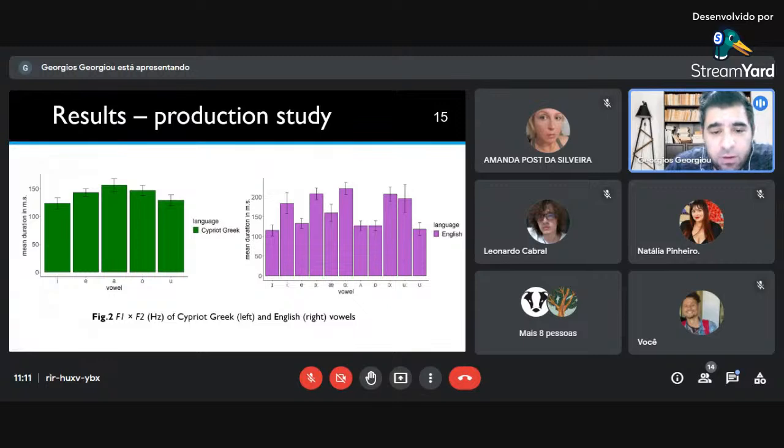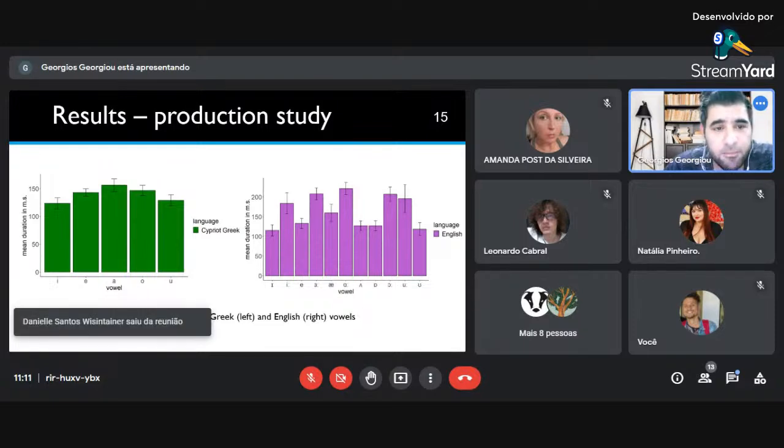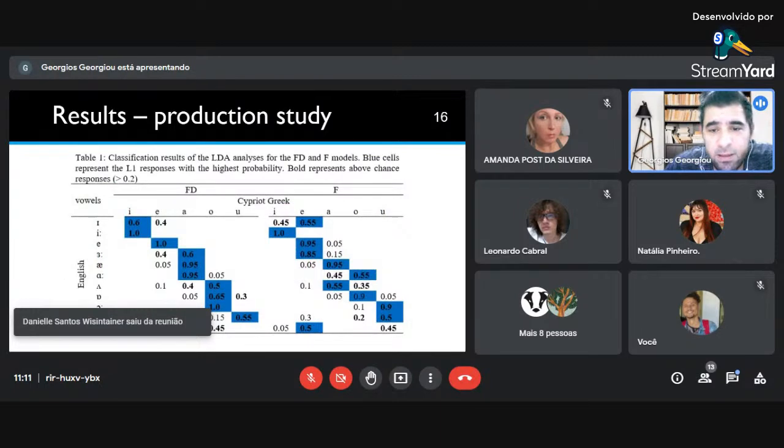Here you can see the duration of the Cypriot Greek and English vowels. As you can see, the average duration of the Cypriot Greek vowels is between 120 and 150 milliseconds, while some English vowels are longer actually. They may reach 200 milliseconds. So there are differences.